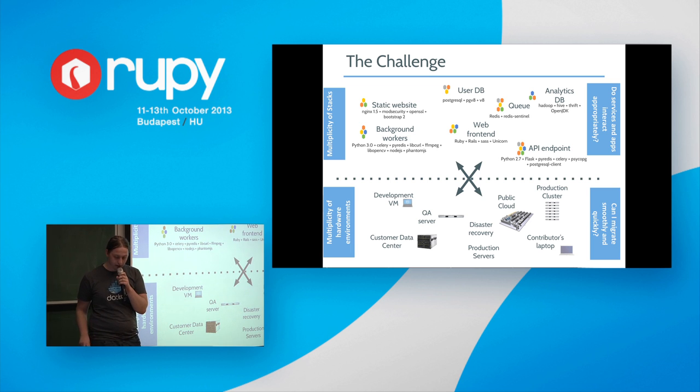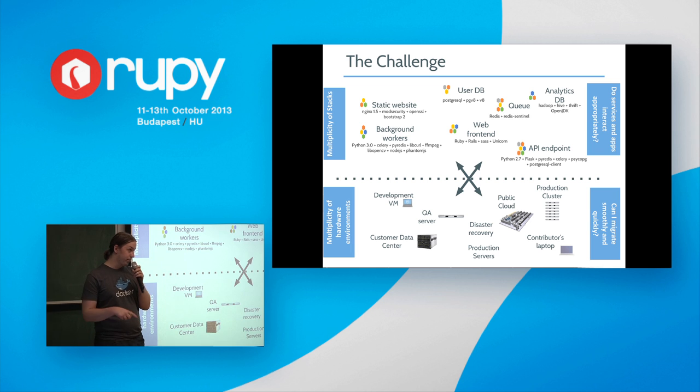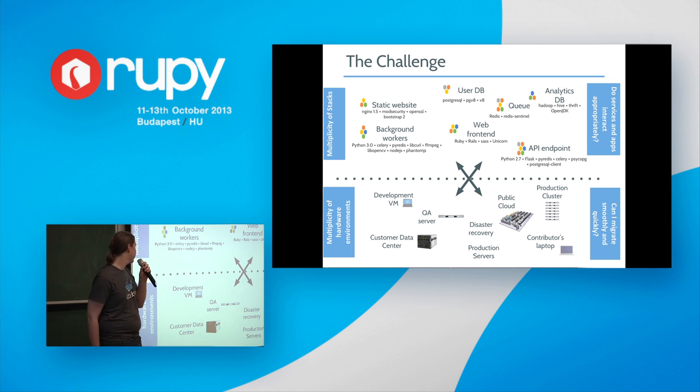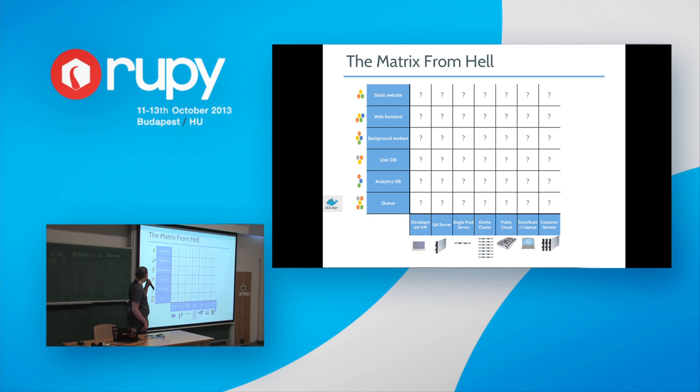Not only do they have to work together, you have to make sure they work on every platform that you're using, be it your development VM, your staging server, the public cloud if you're on Amazon or something, the data center of your customer. How do you make sure everything will react the same on every platform that you deploy it on? And how do you make sure your user DB plays nice with the rest of your stack if it has different dependencies? We call that the matrix from hell. Basically, how do you make sure everything works perfectly on every platform?